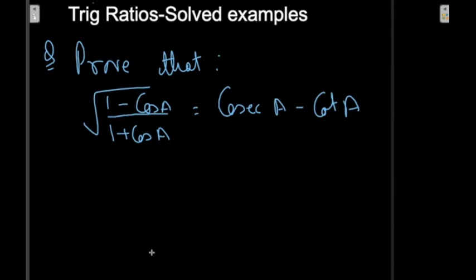Now let's take the other question, which is prove that under root of 1 minus cos A over 1 plus cos A is equal to cosecant of A minus cot of A. Now we are going to bring a little bit of arithmetic or algebra into it. How do you do it?